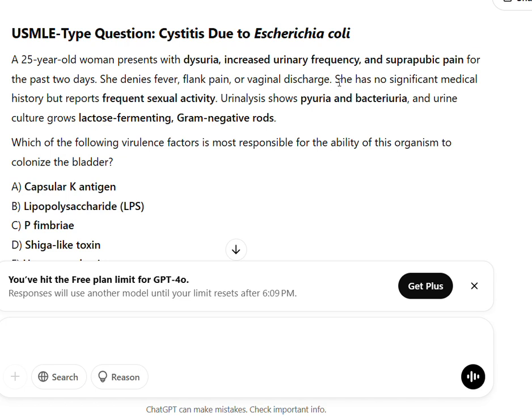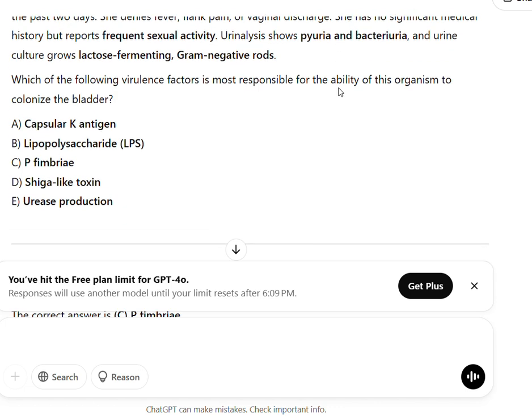Urinalysis shows pyuria and bacteriuria, and urine culture grows lactose-fermenting, gram-negative rods. Which of the following virulence factors is most responsible for the ability of this organism to colonize the bladder? A. Capsular K antigen, B. Lipopolysaccharide LPS, C. P fimbriae, D. Shiga-like toxin, E. Urease production.